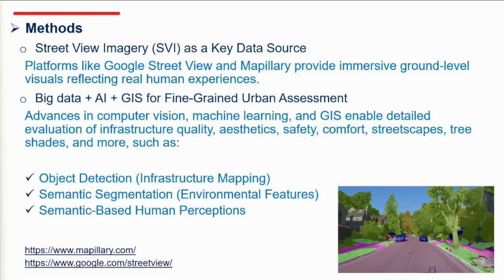Those imagery provide immersive ground-level visuals, reflecting real human experience. With this big Street View imagery data, we can apply AI and geospatial analysis to derive objects, segment information, or do perceptual-level modeling. The methods at the moment include object detection, semantic segmentation, and semantic-based human perception.